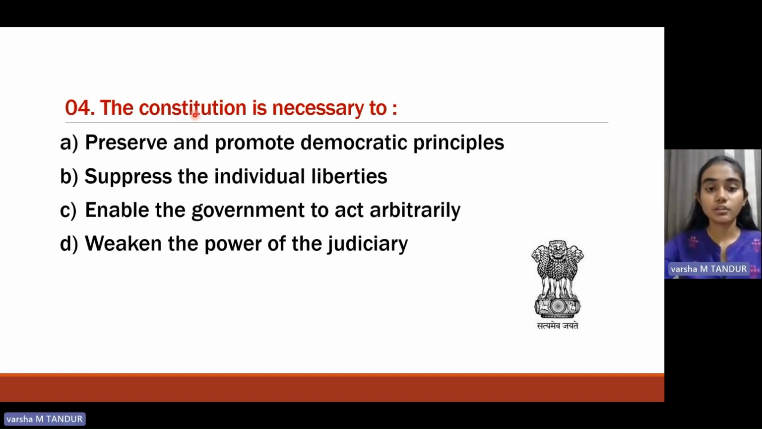Next question. The Constitution is necessary to preserve and promote democratic principles, suppress the individual liberties, enable the government to act arbitrarily, weaken the power of the judiciary. The answer is preserve and promote the democratic principles.